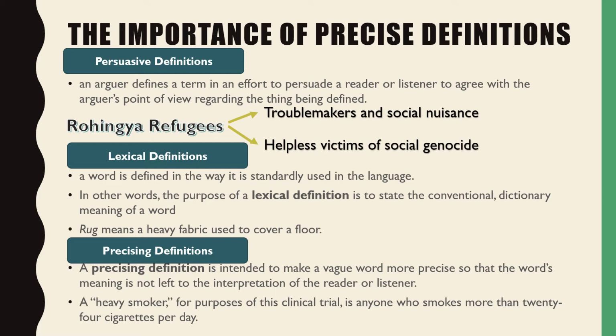Next is lexical definitions. A word is defined in the way it is standardly used in the language. So in other words, the purpose of lexical definition is to state the conventional dictionary meaning of a word. Like the word rug means heavy fabric used to cover a floor.